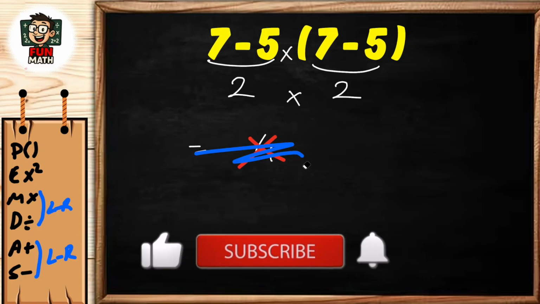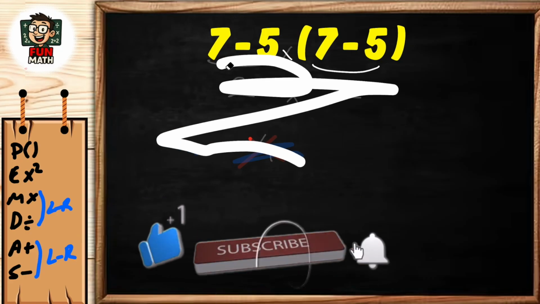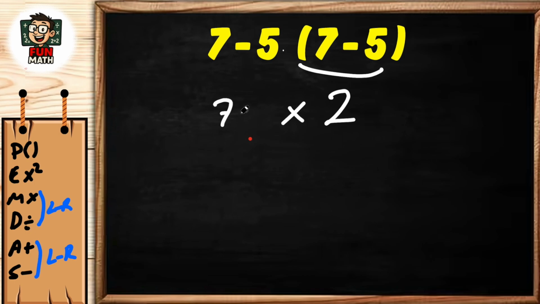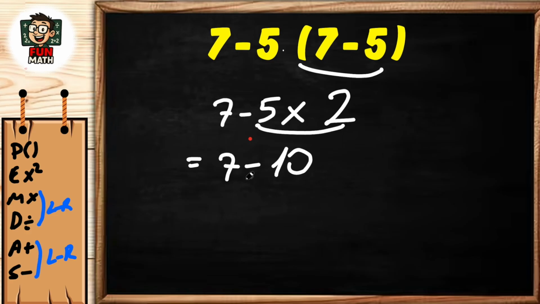Let's apply this rule to the equation. First, parentheses: 7 minus 5 equals 2. Hidden multiplication, 7 minus 5. Now, multiplication: 5 times 2 equals 10. Finally, subtract: 7 minus 10 equals negative 3. We solved the solution in detail.